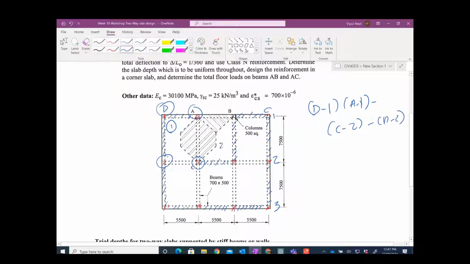Similarly, you can make panel number 2: A1, B1, B2, and A2. So that is just a designation, in case someone wants to put designations to say which one to read. I hope you understand the columns and beams, and where the slab is. Slabs are in the middle sections. There is a slab, and those are the beams. The beam dimensions are given, like 700 millimeters depth and 500 millimeters wide, and the column is 500 by 500.